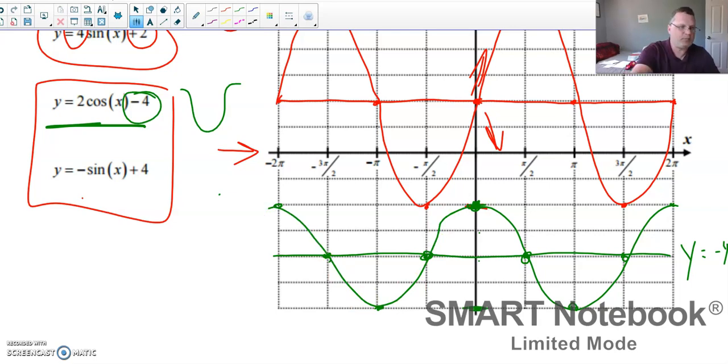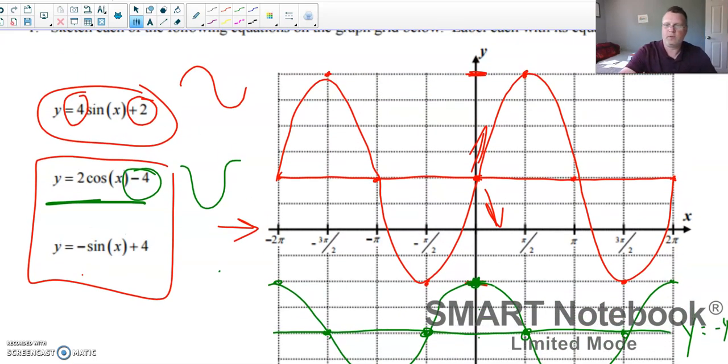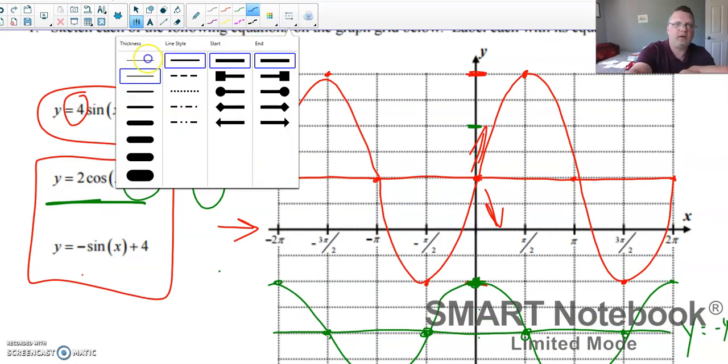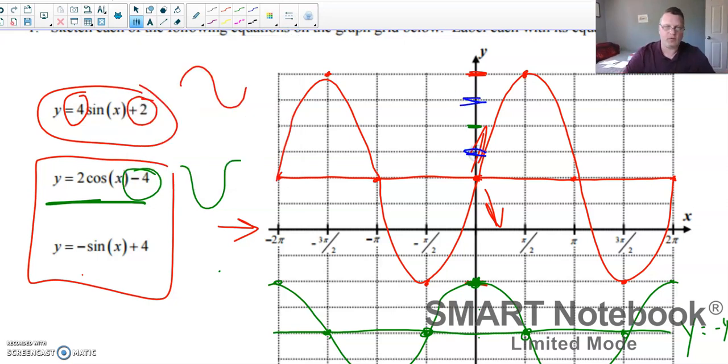The negative sign, x plus 4. 1, 2, 3, 4. Oh, I'll change the color for you. Okay. And it's up 1 and down 1. Okay. And it's negative. So that's your normal sine graph. So therefore it goes like that. Okay.